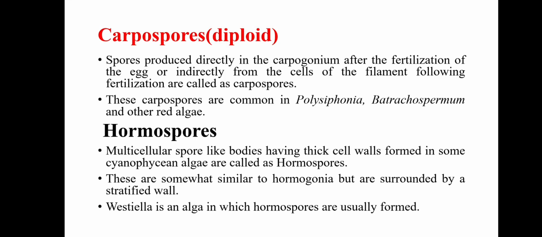Next, carpospores. Carpospores are diploid. They are produced directly in the carpogonium after fertilization of the egg, or indirectly from the cells of a filament following fertilization, and these are called carpospores. Carpospores are formed in Polysiphonia, Batrachospermum, etc. Then hormospores. These are multicellular spores and are somewhat similar to hormogonia but are surrounded by a stratified wall.